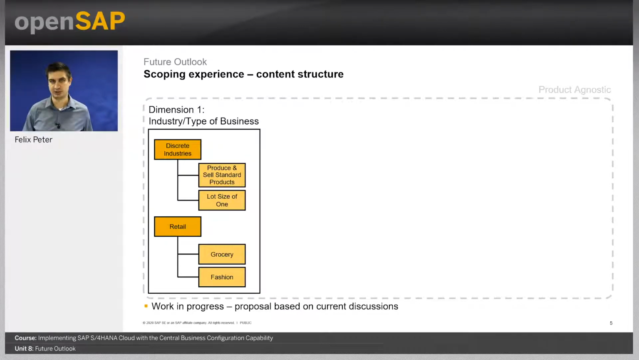So for example, in the area of discrete, we will have offerings for customers that are selling standard products and offers for customers that will rather focus on production of make-to-order products.